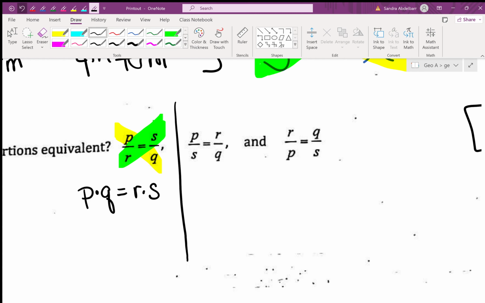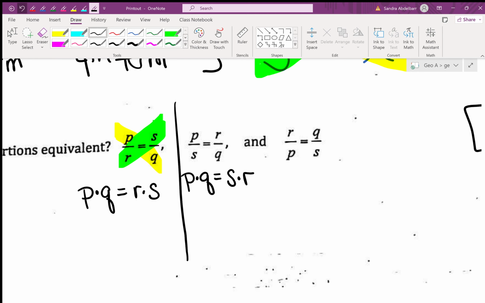All right, now let's check the next one. Again, P times Q will equal S times R. But is multiplication commutative? Yeah, multiplication is commutative. What does that mean? Is R times S the same as S times R? Yeah, that's commutative. That's what it means. It doesn't matter. 3 times 5 is the same as 5 times 3. The order you multiply doesn't matter. So is R times S the same as S times R? Yes. So far, are these all equivalent? Yes.